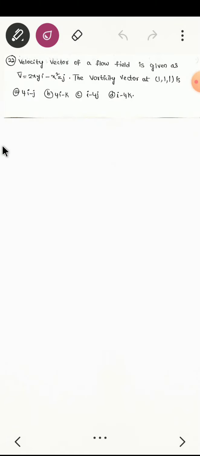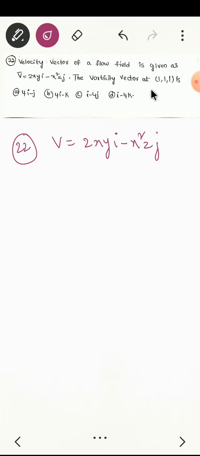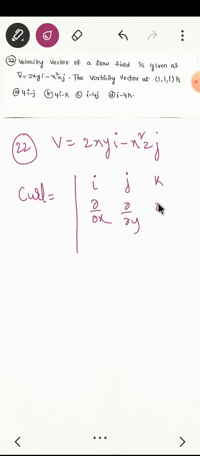Then problem number 22. Problem number 22, velocity vector of a flow field. They have given the velocity vector 2xy i minus x square z j. The vorticity vector they are asking at 1 comma 1 comma 1. Vorticity vector means, how will you do it? That is curl. How will you find curl? The formula for finding curl is this: i, j, k. Always you have to write here dou by dou x, dou by dou y, dou by dou z.